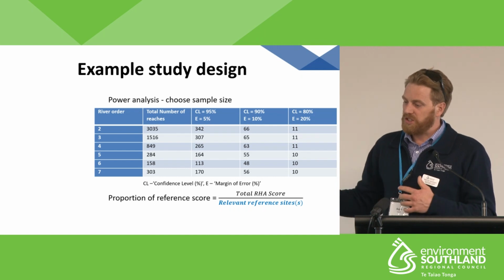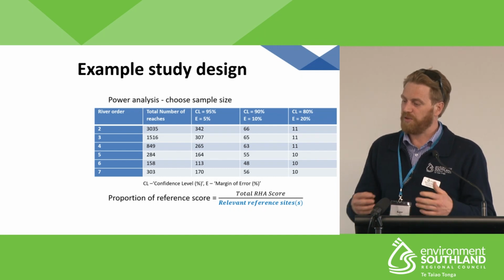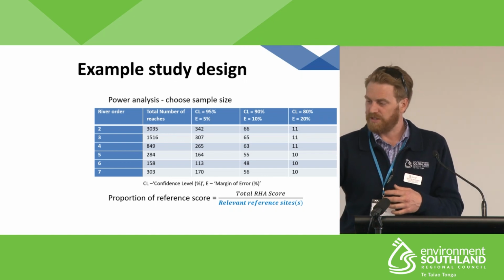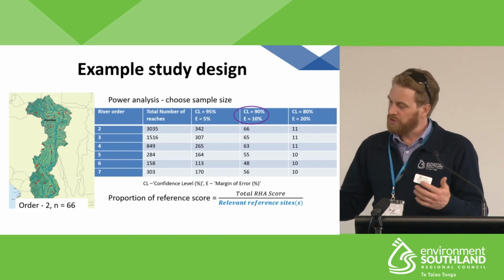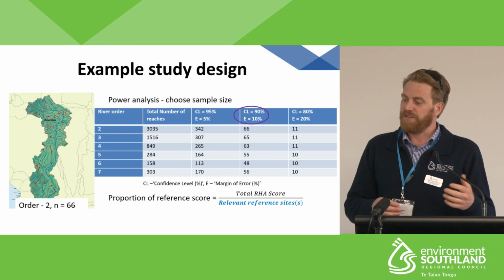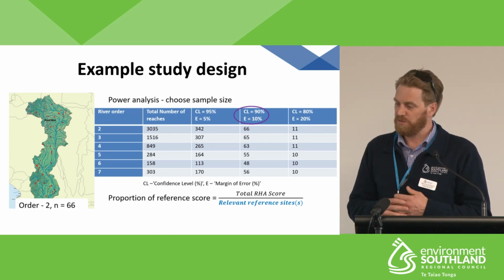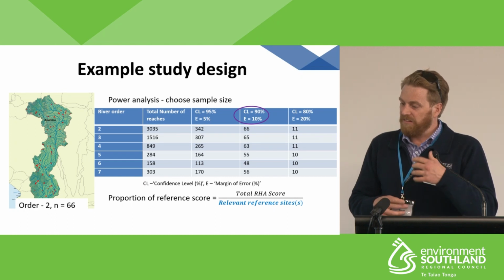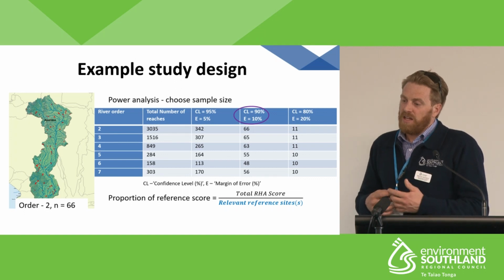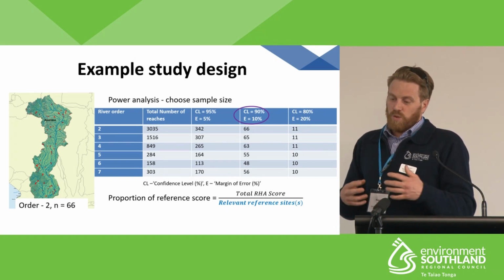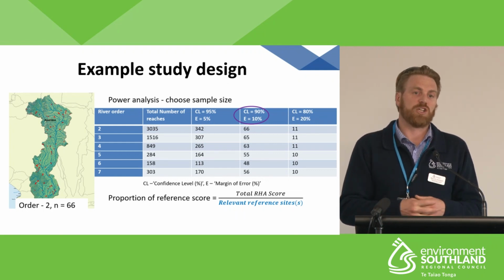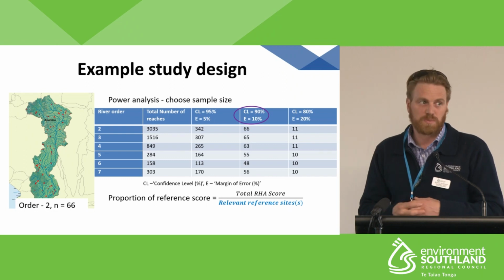So this just illustrates the use of a power analysis, with a range of confidence levels and margins of error illustrated for consideration, and we've gone on to graphically depict a confidence level of 90% and a margin of error of 10%. And so there's a map that's come up on the left there showing a randomised selection for second order streams, with 66 sites across the Aparima catchment illustrated with red dots.